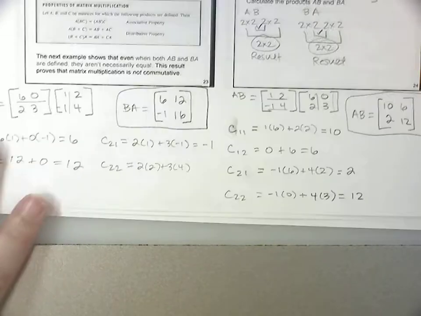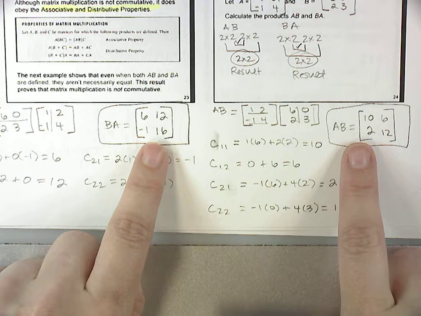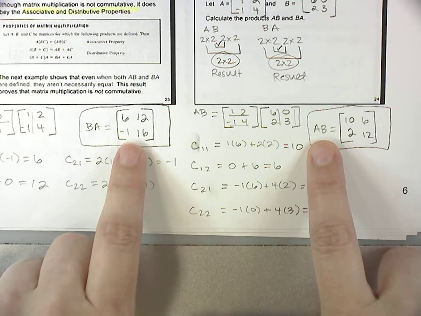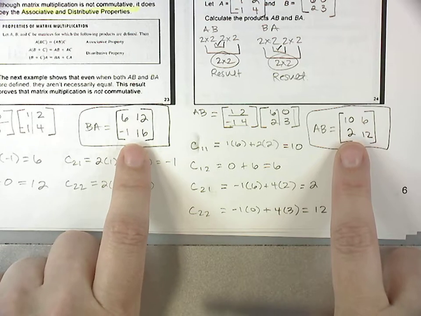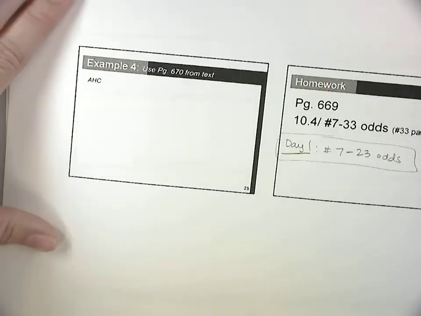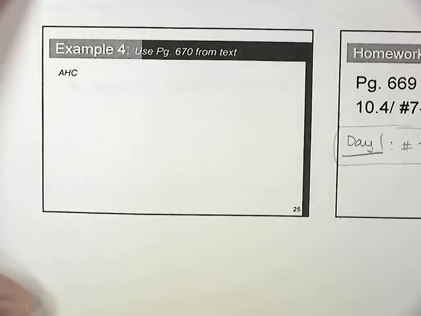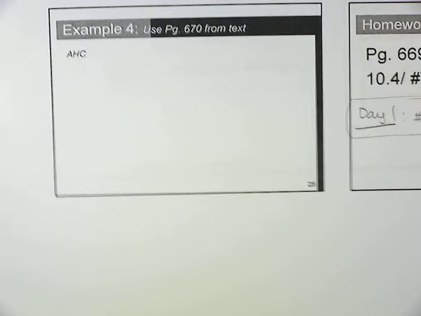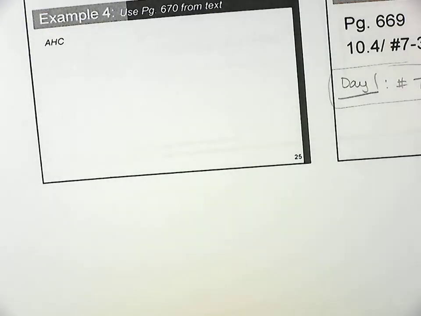You will get 16. Okay, so this is proof here that when you are multiplying, it's not commutative, because if it was, then A times B and B times A would be the exact same matrix. And they are not. Now the last one says use page 670 from the text because I wanted you to use those matrices. On page 670 is where you have all of those matrices, and I will show you that.